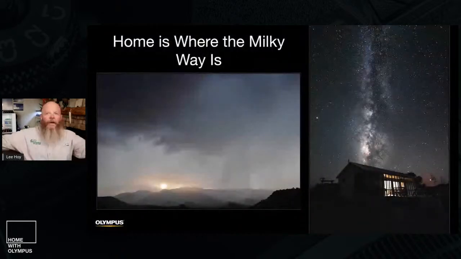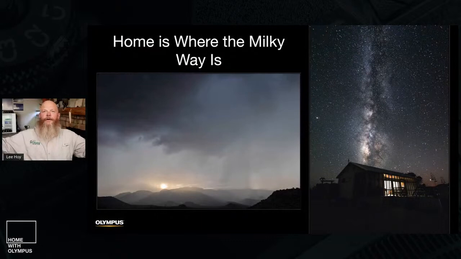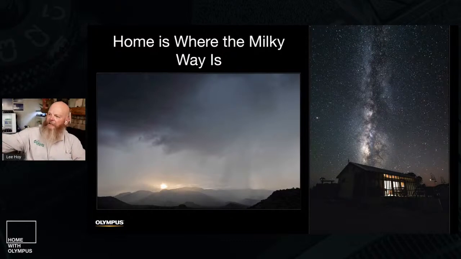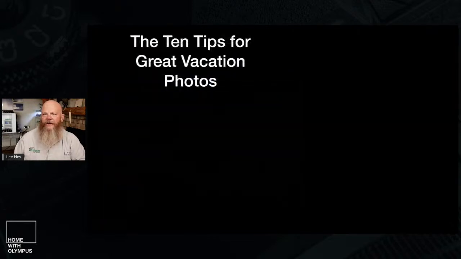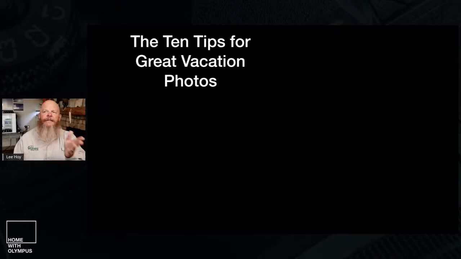So where do I live? Home is where the Milky Way is. On the left is a view just off to the west on my front porch. You can see my little mountain home here with the Milky Way behind it in September. I'm sitting behind one of those sliding glass doors right now. I am very fortunate to live in one of the darkest night skies in the lower 48 of the U.S. And having said that, let's jump right into how to take these vacation photos that are worth sharing.